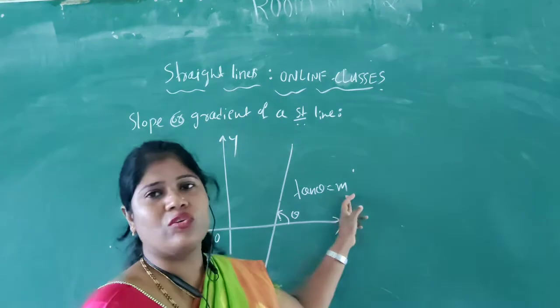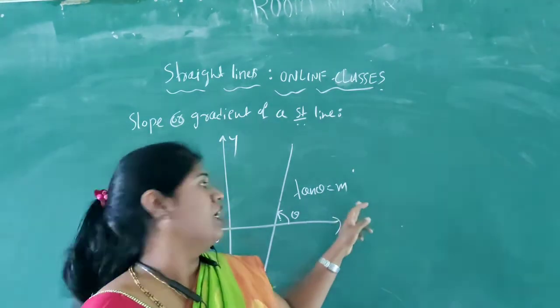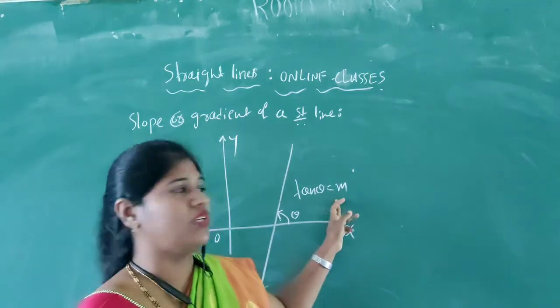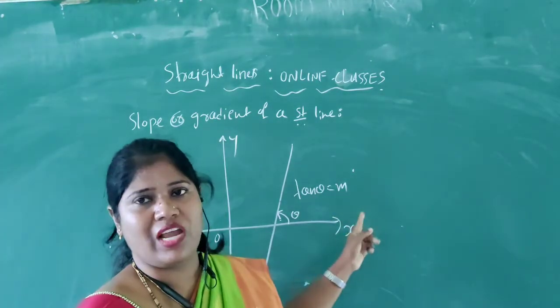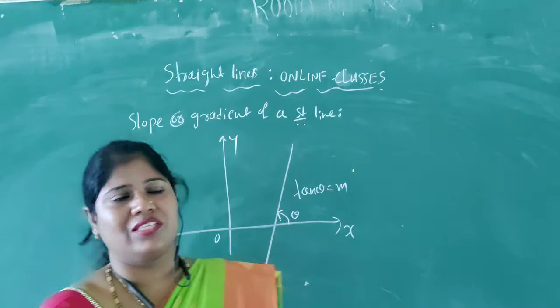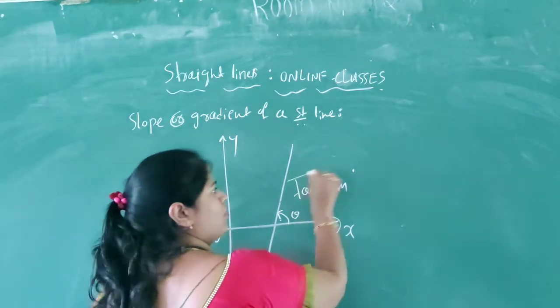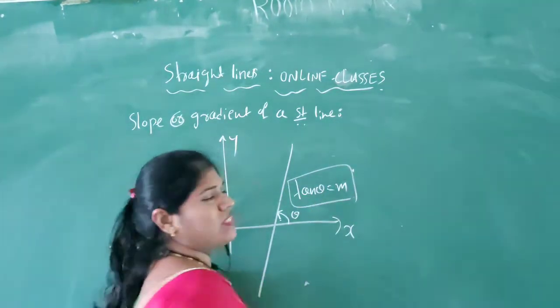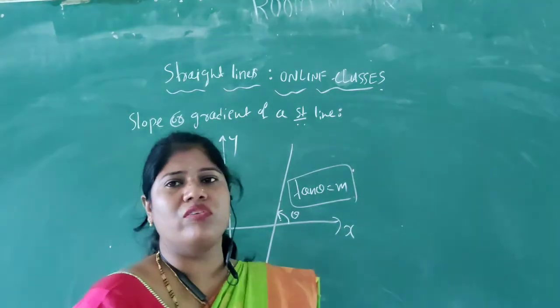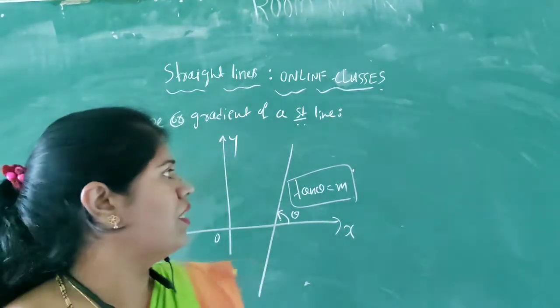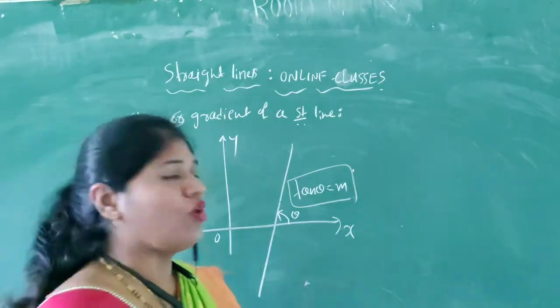It is denoted by the letter m. If theta is positive, it is the inclination of the line to the x-axis. So therefore the formula is m is equal to tan theta. Based on this, we are going to discuss the different kinds of slope of a line.